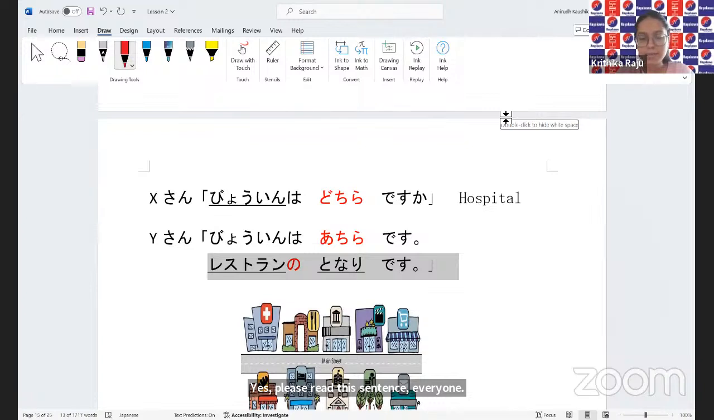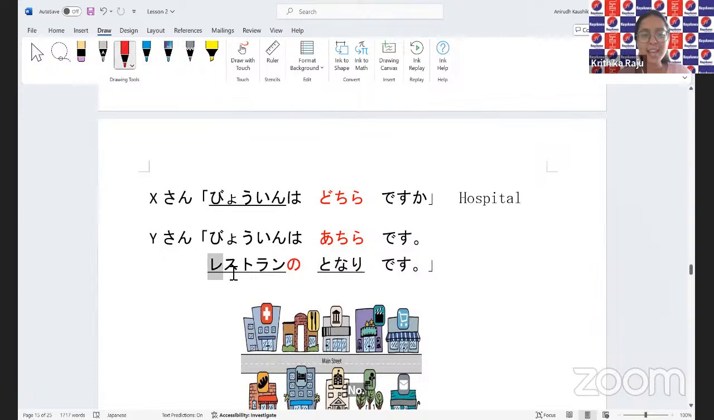It's katakana. The word is restaurant. So how do you say restaurant in Japanese? Now can you try and read it? Risutora. No. Restaurant. Okay. Restaurant. So together it's restaurant.